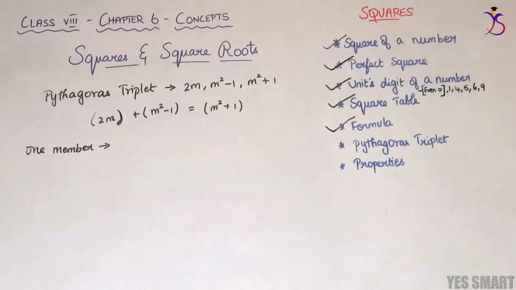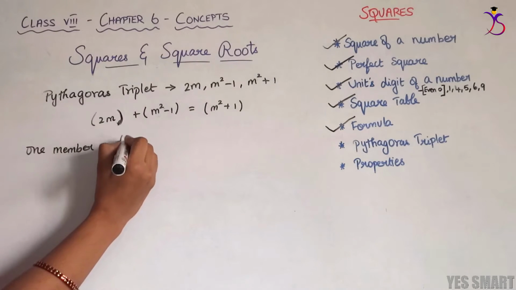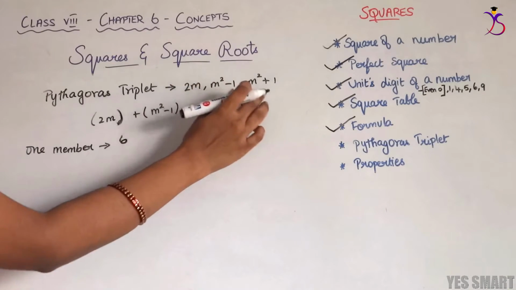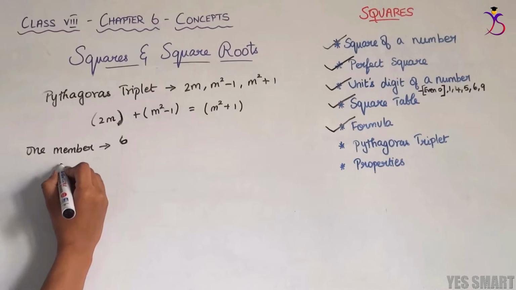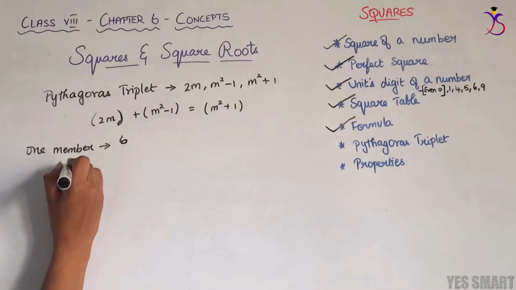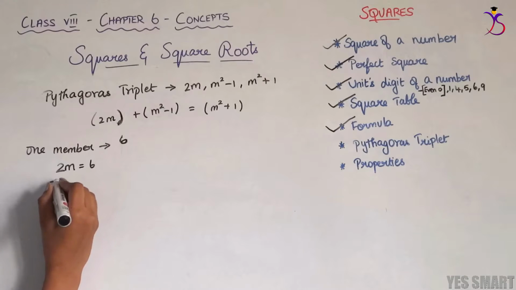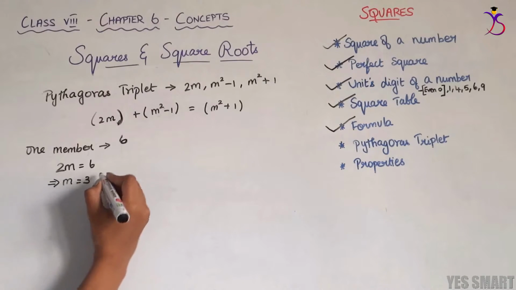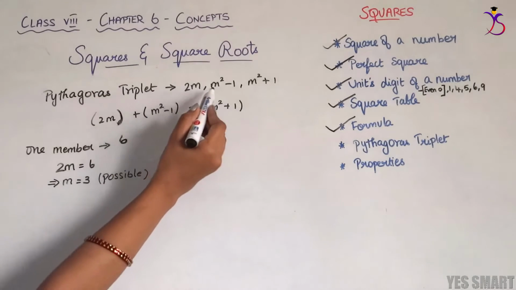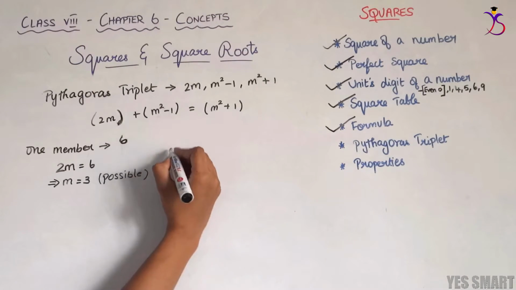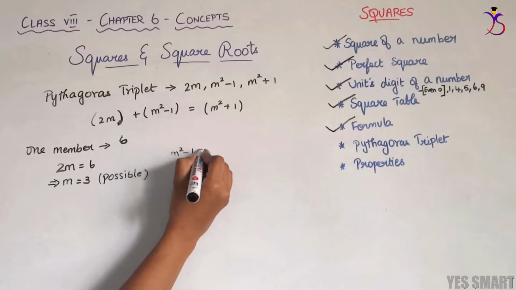Let's discuss this with an example, so that we will be in a better position to understand how we can implement these in sums. So let me take an example of 6. This 6 can represent any form, either 2m or m square minus 1 or m square plus 1. We have to identify that by trial and error method only. So let me try it with 2m. If 2m equal to 6, then m equal to 3. So it is a possible situation.